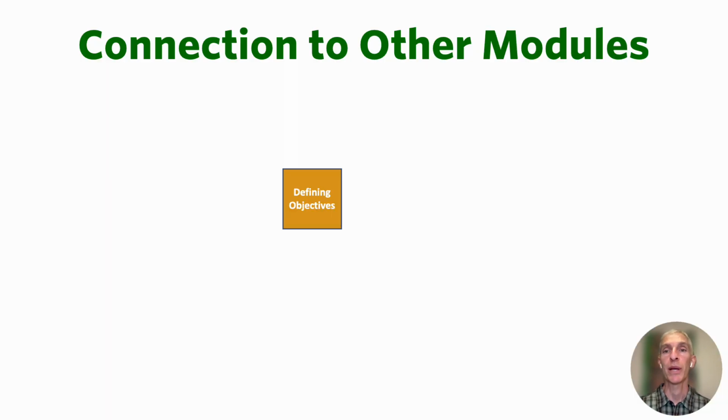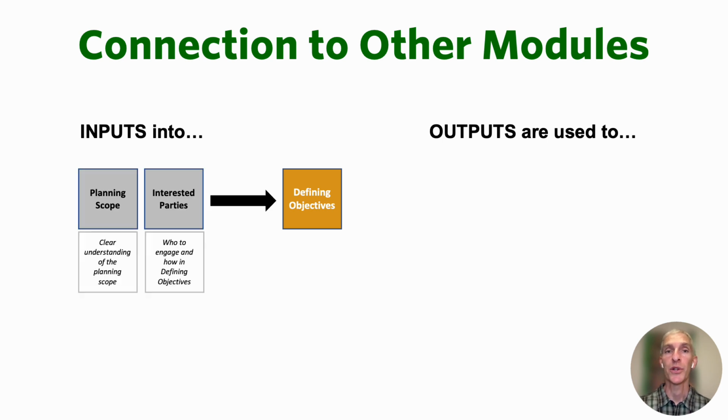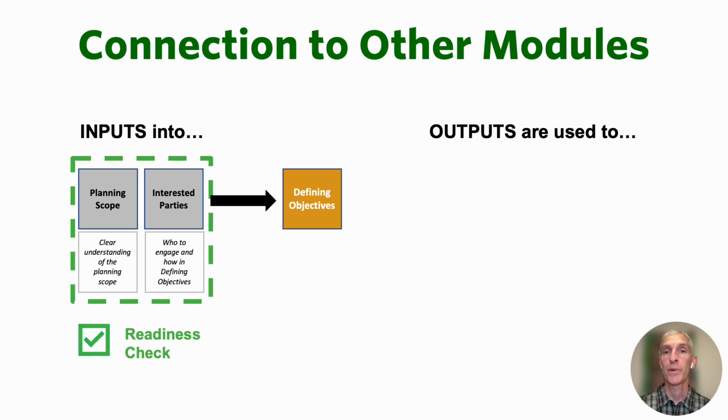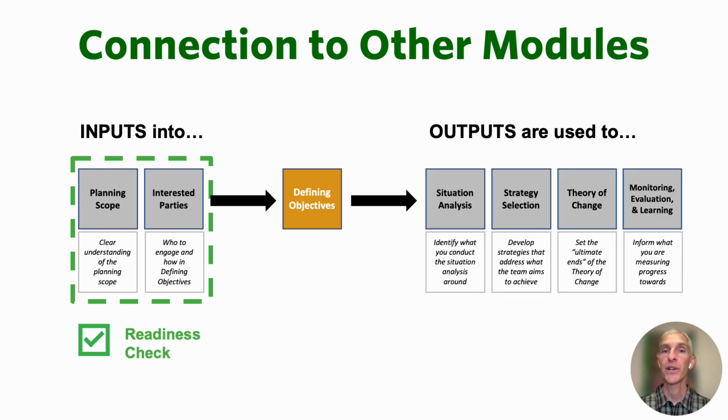The Defining Objectives module can be used on its own, but it's also designed to connect to modules that are upstream and downstream in the module sequence. Inputs into defining objectives include being aligned on the scope, what's in versus out for the planning process, and also having thought about who to engage and how to support an inclusive, equitable planning process. These components also represent a readiness check to make sure that the planning team is ready to discuss the objectives for its strategy.